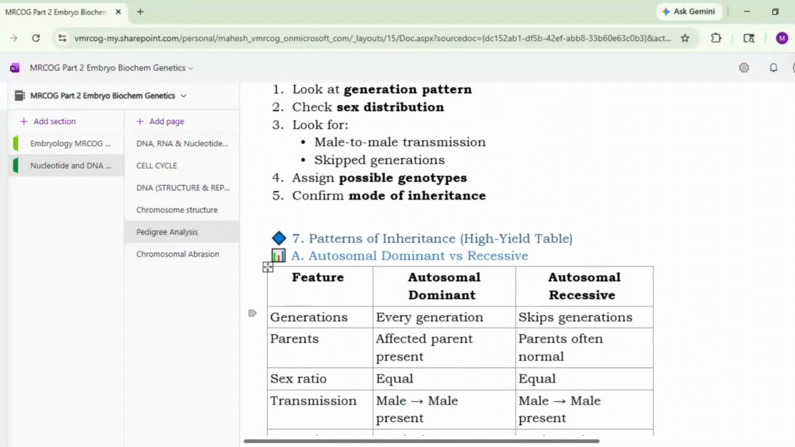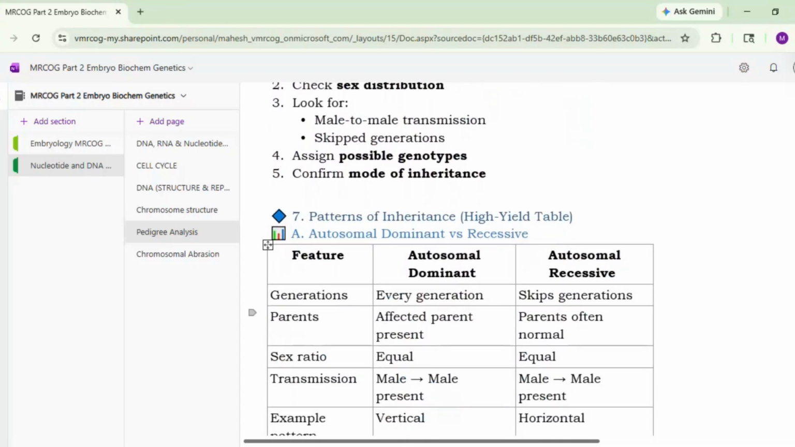Okay, so let us talk about patterns of inheritance. How do autosomal dominant and autosomal recessive behave? Okay, so autosomal dominant will be seen in every generation. Remember, there is no skipping of the generation in autosomal dominant. In every generation you will see the disease. While in autosomal recessive, a particular generation will not have the disease. So there is skipping of the generation. Then we are likely to be dealing with autosomal recessive.